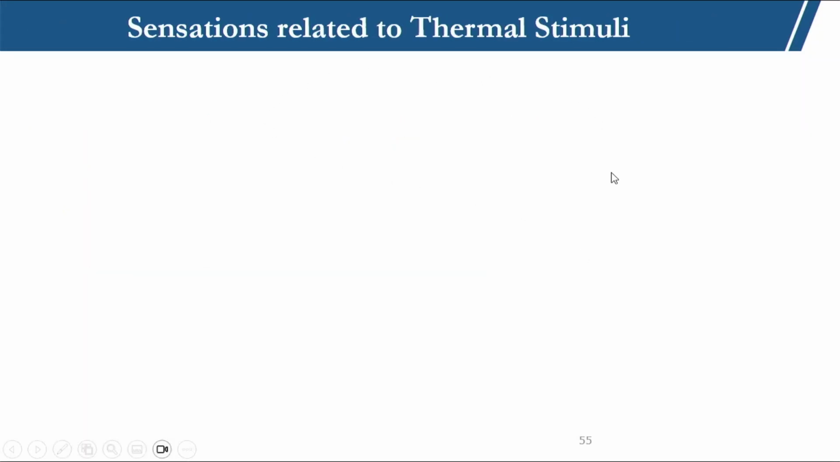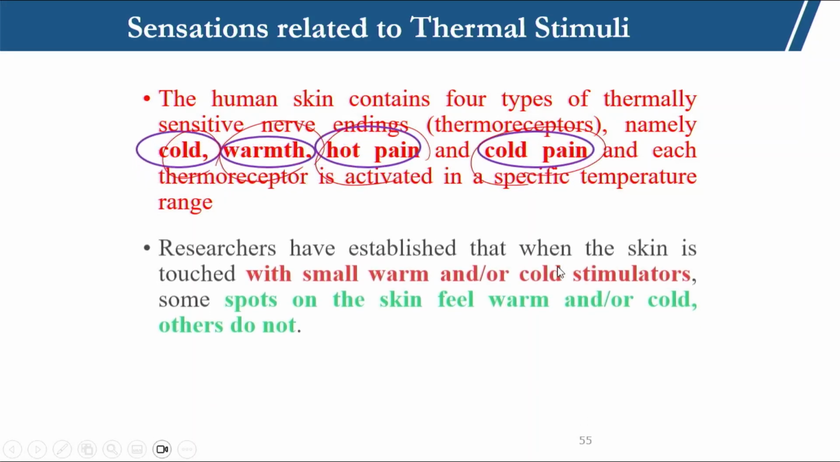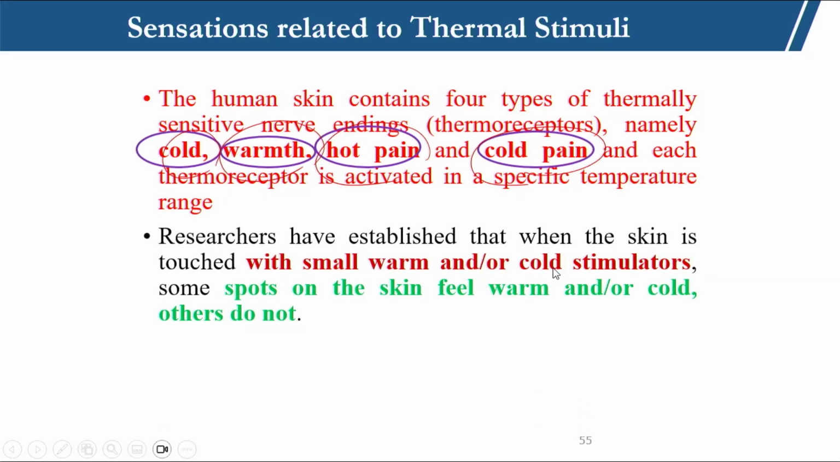Sensations related to thermal stimuli. As I have mentioned, there are cold, warmth, hot pain and cold pain. So, 4 different types of sensations are there, and we can see they are entirely different types of sensors.